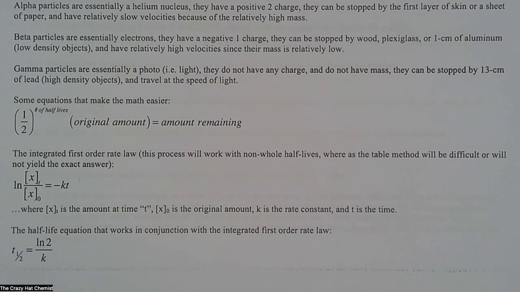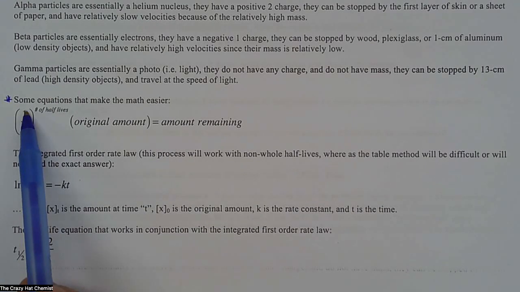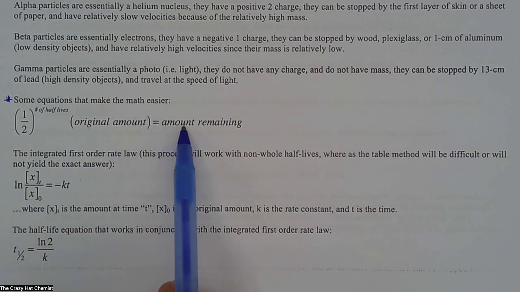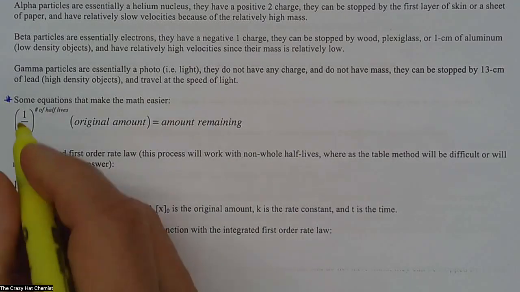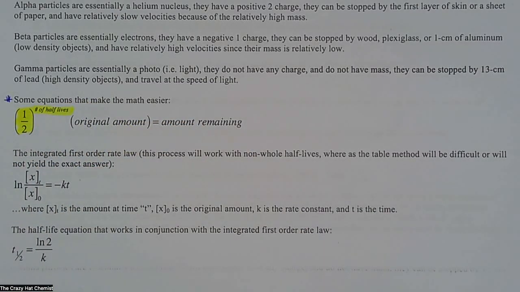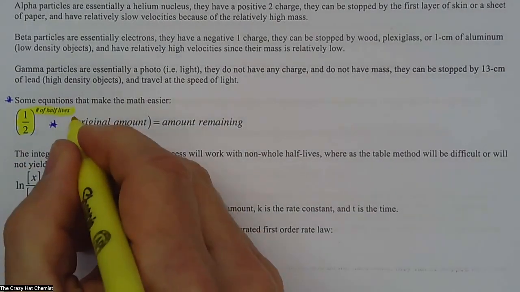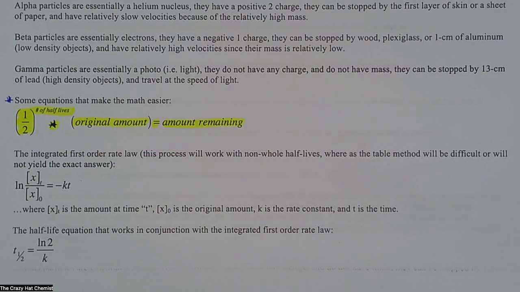Some really important equations that you might want to know are the following. In order to solve half-life calculation problems, you're going to use 1/2 to the power of the number of half-lives times the original amount equals the amount remaining. This is a very, very useful equation. The 1/2 is a constant, and then the number of half-lives. It's not the half-life time. It is the number of half-lives, times the original amount that you had, and that equals the amount that remains after a certain number of half-lives.